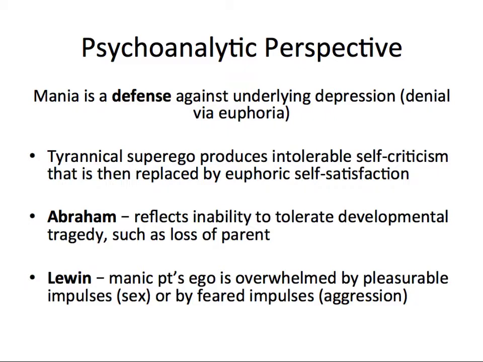According to Lewin, the manic patient's ego is overwhelmed by pleasurable impulses such as sex, or by feared impulses such as aggression. In essence, mania is a way to deny dependence on objects and simultaneously discover any aggression or obstructiveness that may have contributed to the loss of the loved object. This defense throws off the overly harsh superego.